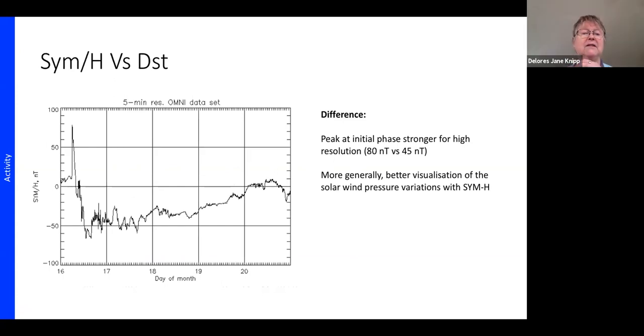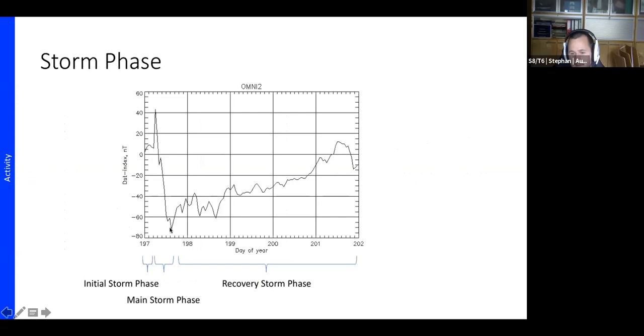So let's see, we've got something a little bit different here. Stefan. Yeah, the question for the main phase: why is the end of the main phase at this first peak and not the second? There's a second deeper one, about minus 60, a day later. Why is it not until there that we get a smooth recovery phase? I would expect a more gradual recovery.